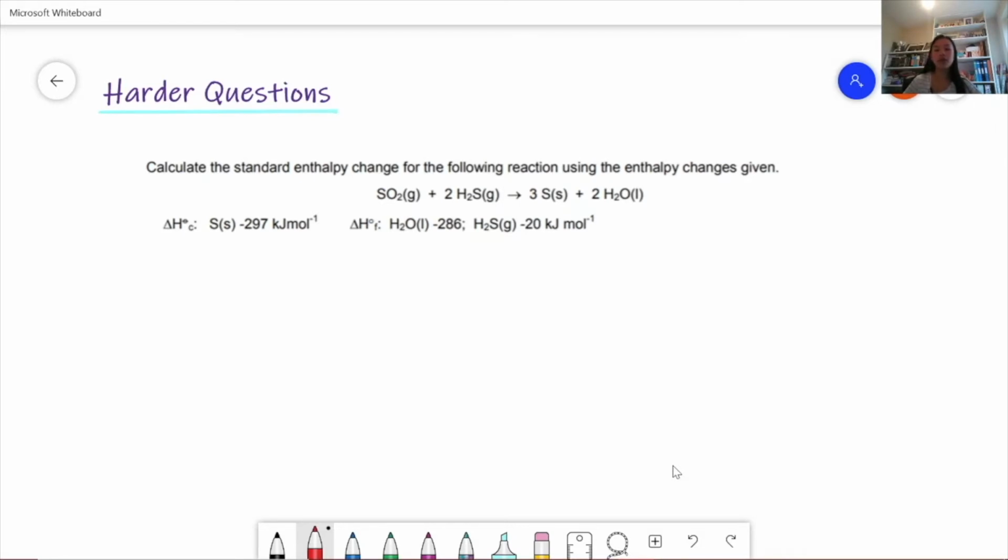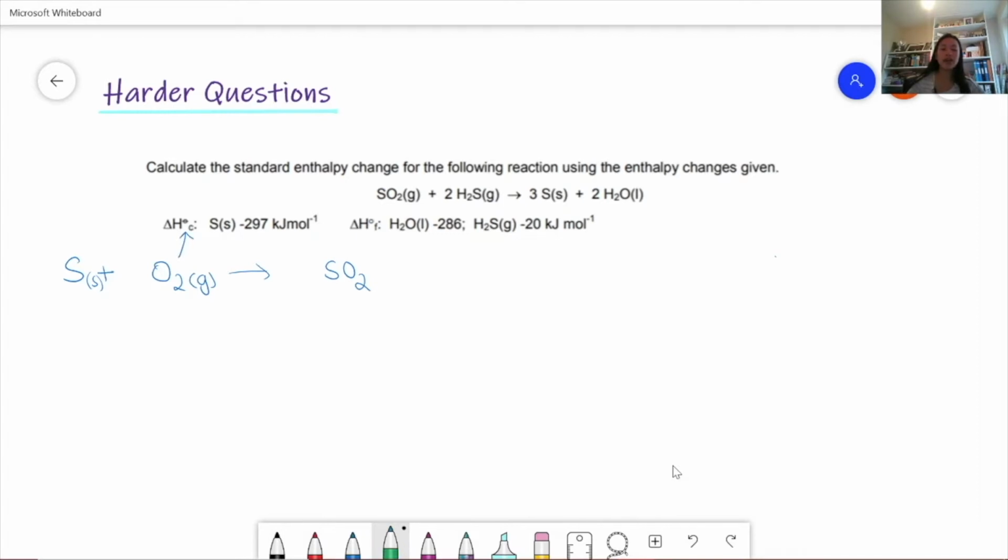So the enthalpy of combustion of sulfur. The enthalpy of combustion is when you completely combust 1 mole of the thing you're finding the enthalpy change for. So that means that we have 1 mole of sulfur and we completely combust it in oxygen, and these are in their standard states, to form sulfur dioxide. And this is actually already balanced, so this would be my equation.